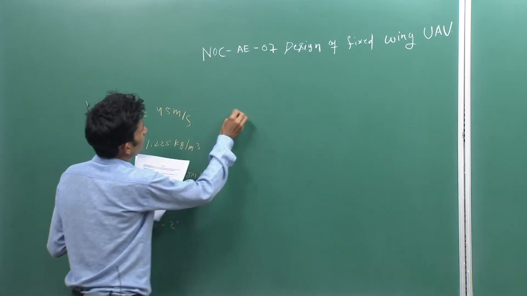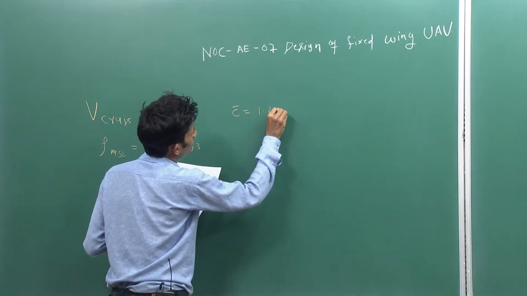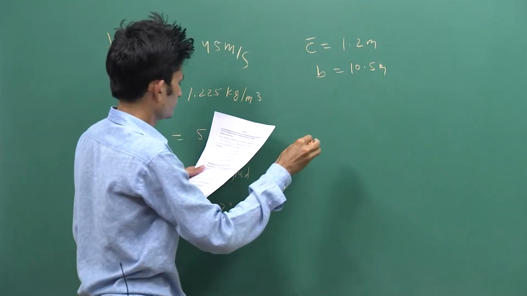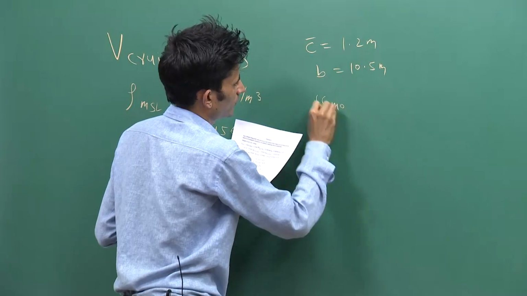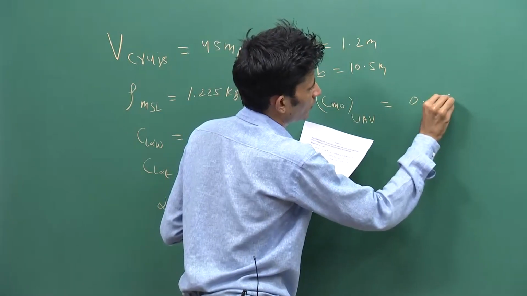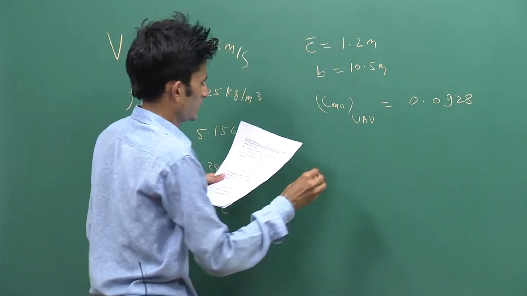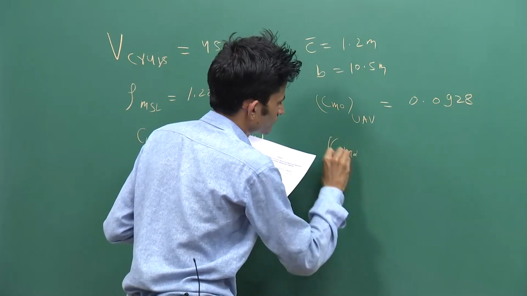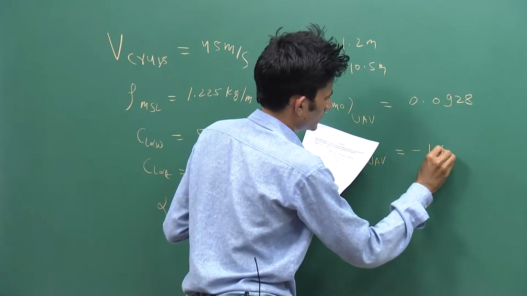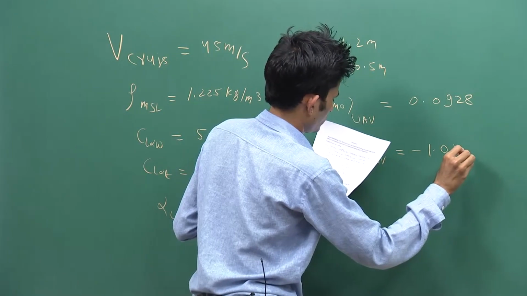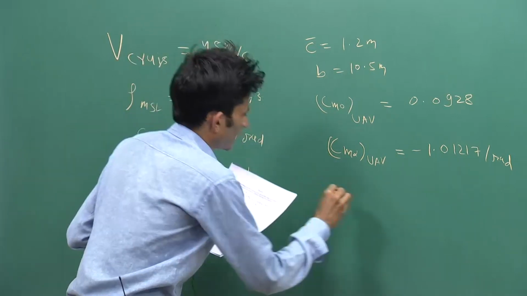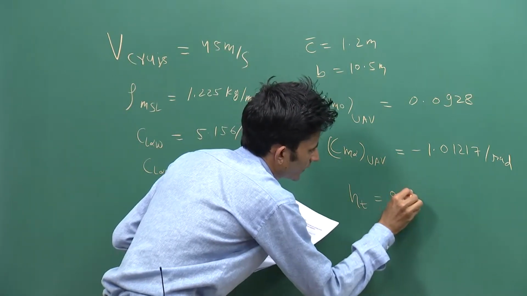We can write some data here. Mean aerodynamic chord is given 1.2 meter. Span of the wing is given 10.5 meter and Cm naught of the whole UAV is given 0.0928, as well as Cm alpha of complete UAV is -1.01217 per radian. Tail efficiency factor 0.89.